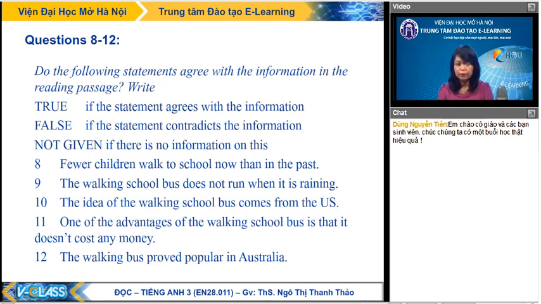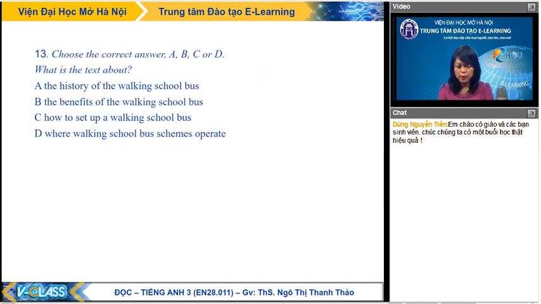Okay? Have you done that? Now come on, please. Last question. What is the text about? In general, this one is the kind of question that often asks us about the main idea of our reading.